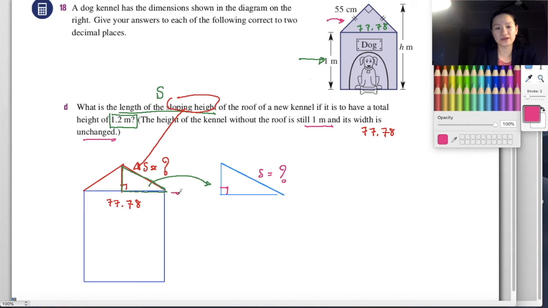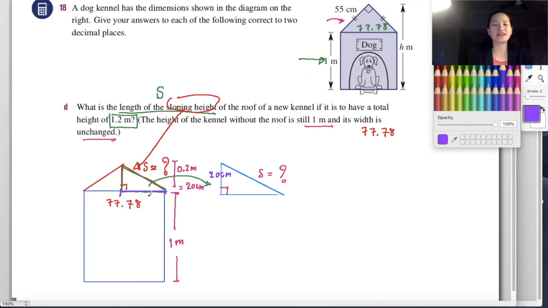This one from the question is still 1 meter. And they told you that the total height is 1.2. Total height at 1.2, that means this height is 0.2 meter. So when we combine them, 1 plus 0.2 is 1.2 meter. So that means this one is 0.2 meter, equal to 20 centimeter. You have to be careful about the unit. It has to be the same. 20 centimeter here.